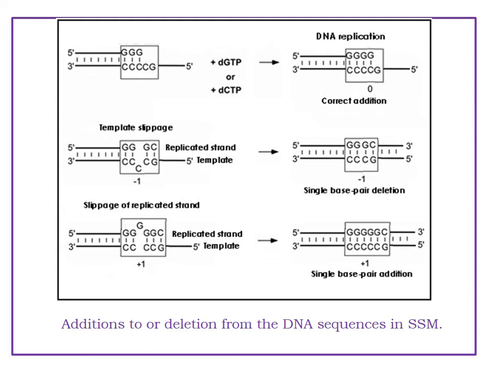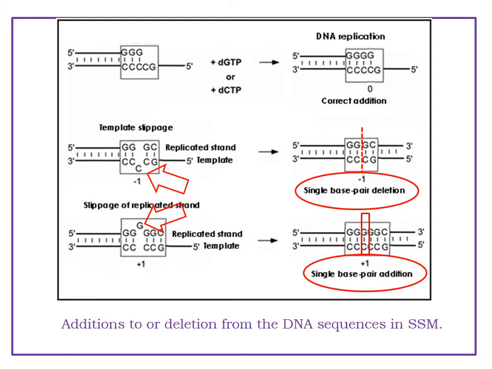In the slip-strand mispairing mechanism, the slippage may cause either additions to or deletions from the DNA sequences. Here in this figure, we can see how slippage of a cytosine in a template strand results in single base pair deletion, and slippage of guanosine in the replication strand results in single base pair addition. Insertions are thought to be self-accelerating. As repeats grow longer, the probability of a subsequent mispairing event increases.